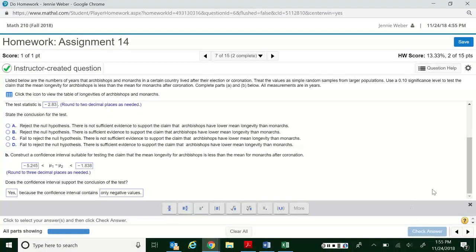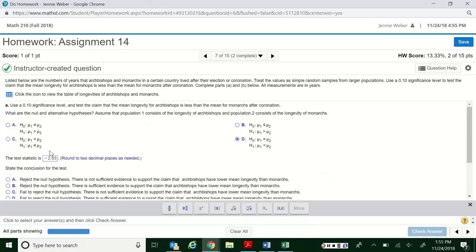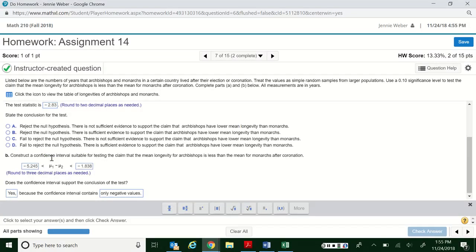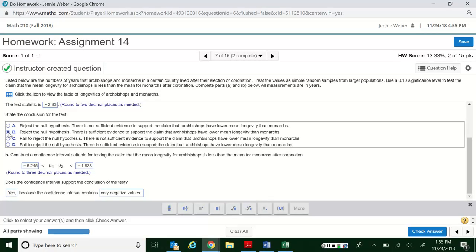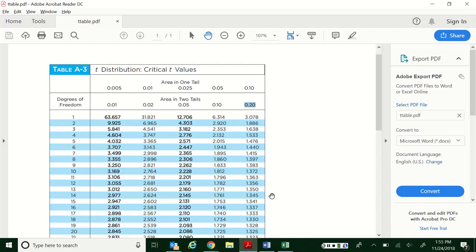Let's see here. It doesn't want me to check my answer. One second. What didn't I put in? Oh, so I did say this. Reject. There is sufficient. Okay, so I forgot to go back up here. I forgot to do this part. So when I found my test statistic, I looked up my critical value. Then I forgot to go back and see what it means here.